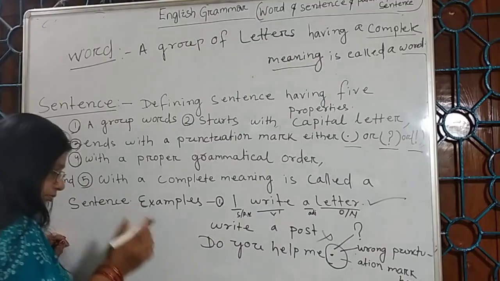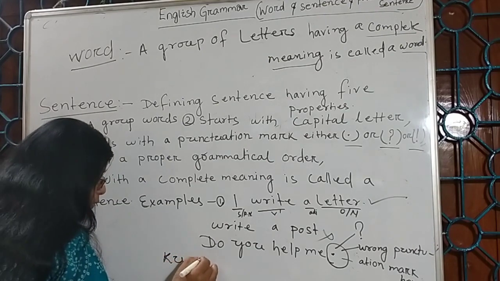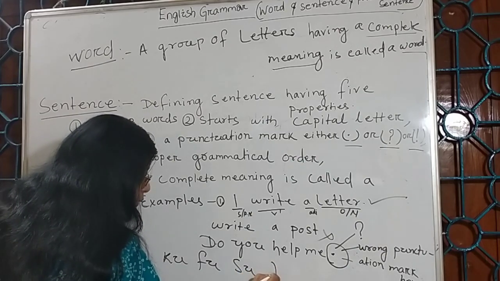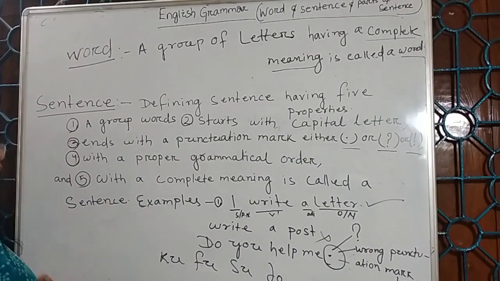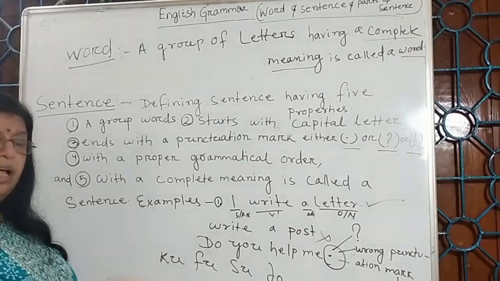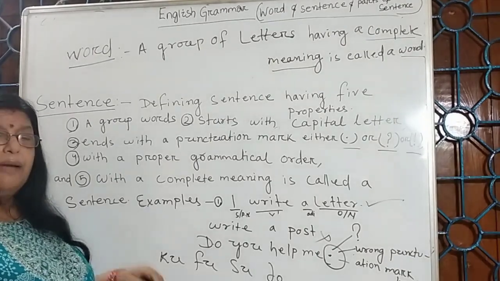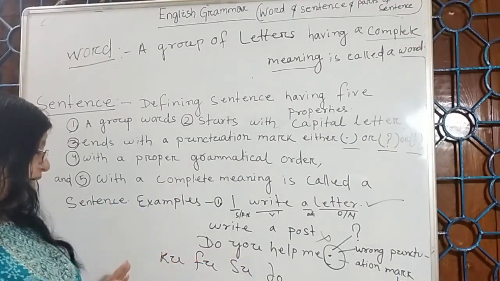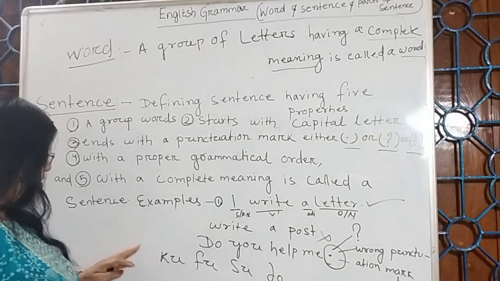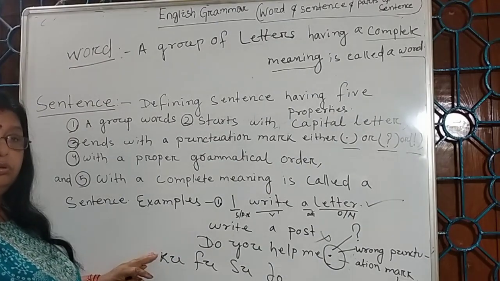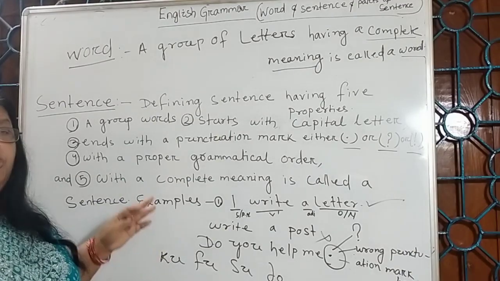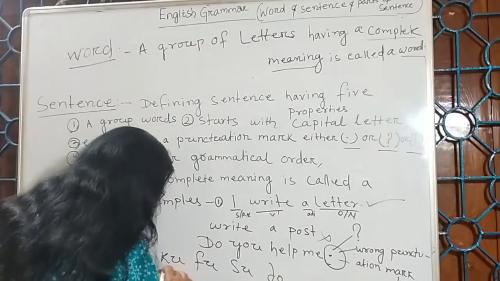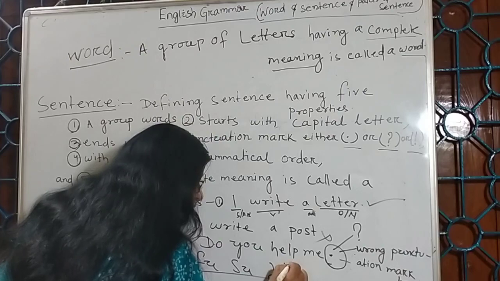Next, "ku, fu, su, do." It is a group of words, but having no meaning, no punctuation mark, no grammatical order, and no capital letter. We don't know what the meaning of this group of words is. That's why "ku, fu, su, do" is not a sentence.